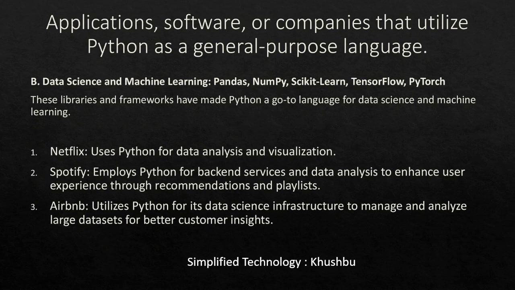Data science and machine learning applications use libraries like Pandas, NumPy, Scikit-learn, TensorFlow, and PyTorch. These libraries and frameworks have made Python a go-to language for data science and machine learning. One company using it for data science and machine learning is Netflix. It uses Python for data analysis and visualization.